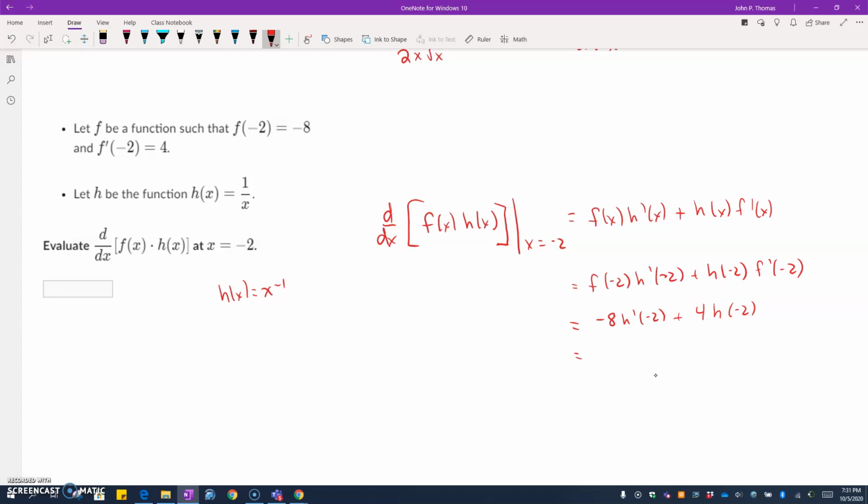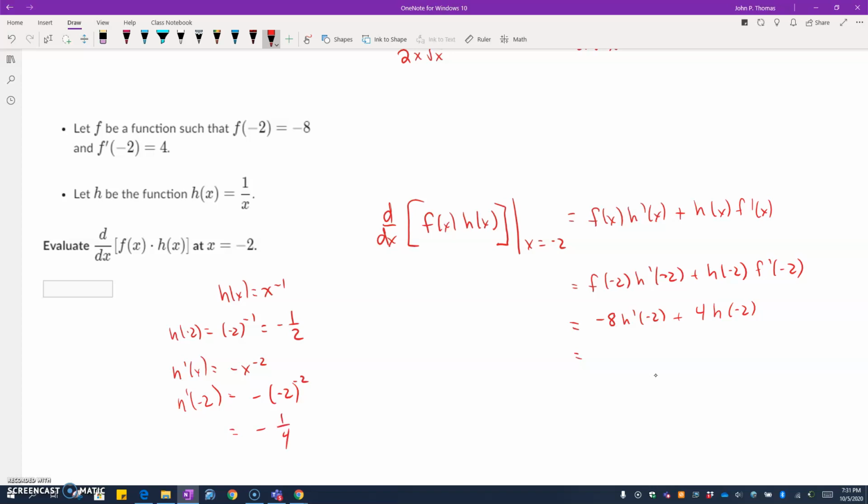So we'll start with h of negative 2. h of negative 2 equals negative 2 to the negative first, which is negative 1/2. Now we want to take the derivative. So h prime of x equals, by power rule, negative x to the negative 2. And we're specifically curious about h prime of negative 2, so we'll plug that in and we end up with negative 1 over 4.